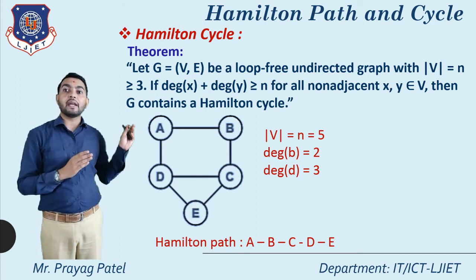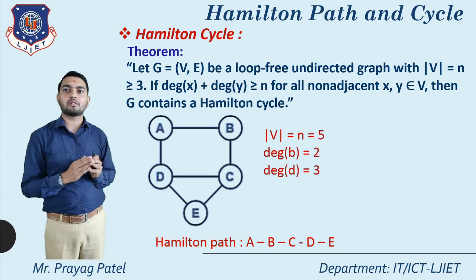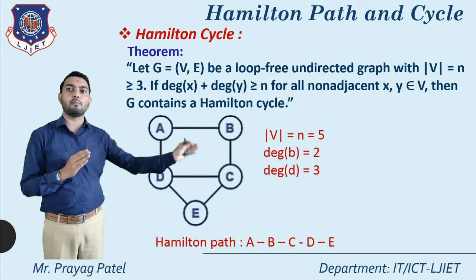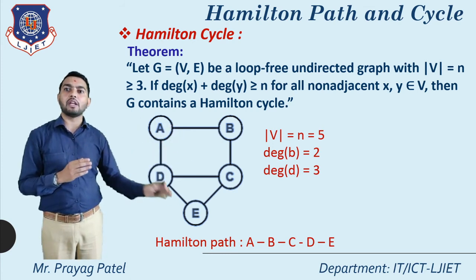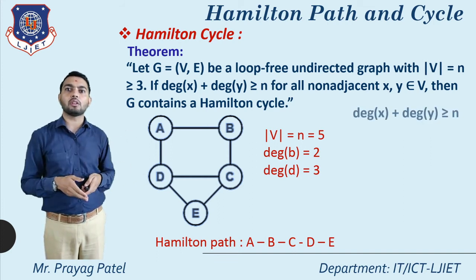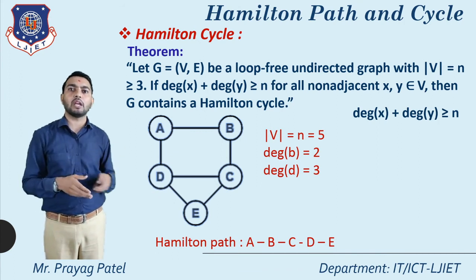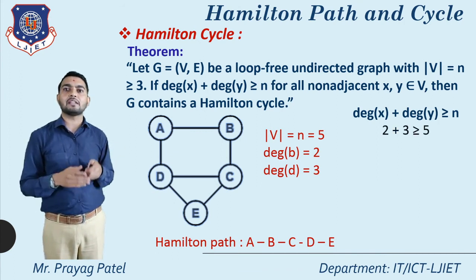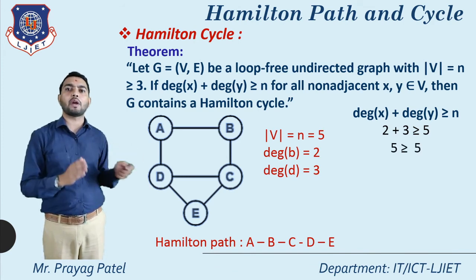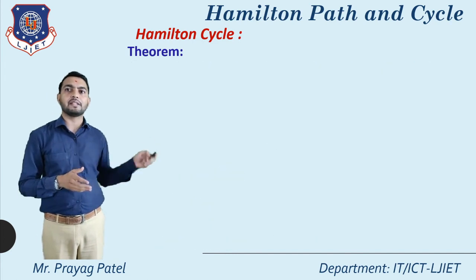Now here we cannot consider the nodes A and B because both are adjacent. So here we consider the first node as node B and another node as node D. So both are not adjacent nodes. So consider the degree of both like this. Now degree of x plus degree of y greater or equal to n. So the addition of degrees of x and y is 2 plus 3 equal to 5 greater or equal to 5. So 5 greater or equal to 5, condition is satisfied. Means we can say that this theorem is satisfied for this example.